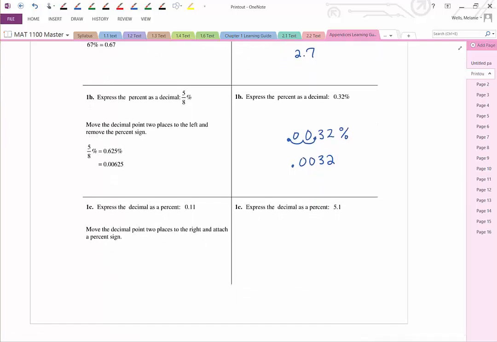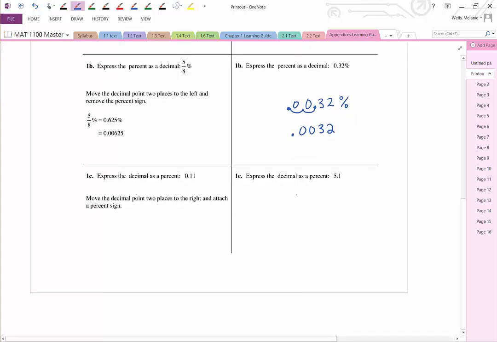Okay, now let's go the other direction where we're going to express the decimal as a percent. So if I start with 5.1, to change this decimal to a percent, I'm going to now move the decimal 2 places to the right, which would give me 510%. And we know that that makes sense because remember that 1 is the same thing as 100%. So if I have a number as large as 5.1, that makes sense that it would be representing 510%.